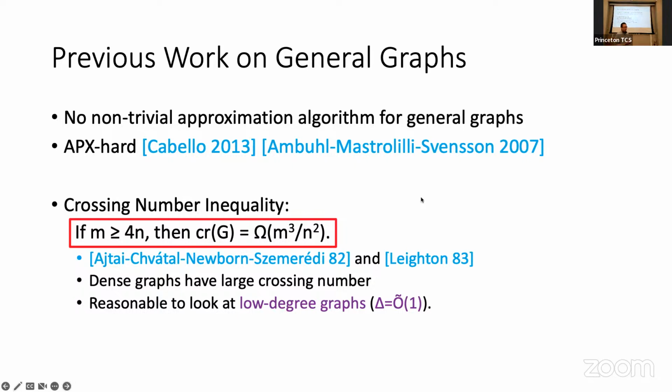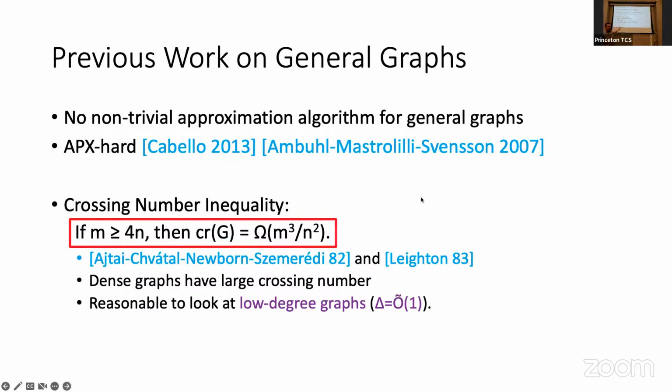From our perspective today, we want to get something out of this inequality. Our understanding is that as long as the graph is a little bit dense, meaning larger than 4 times n, the crossing number has to be very high, on the order of m cubed over n squared. The problem is really interesting when the graph has a very good drawing, and it depends on whether or not we can find it. Therefore, it is reasonable to look at cases where the graph is not that dense.